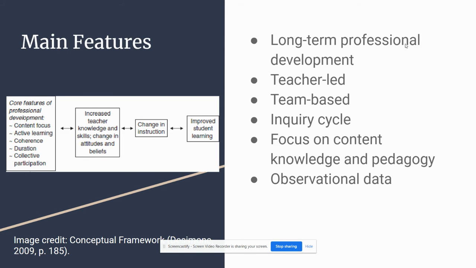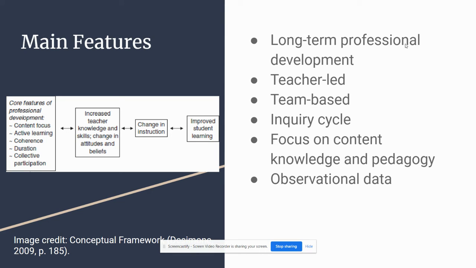Some of the main features of the lesson study are this is long-term professional development. This is not a one and done. This is something that you would start at the beginning of the year with one group of people, and it would continue throughout a school year. It is teacher led, so there are no professionals being brought from the outside.